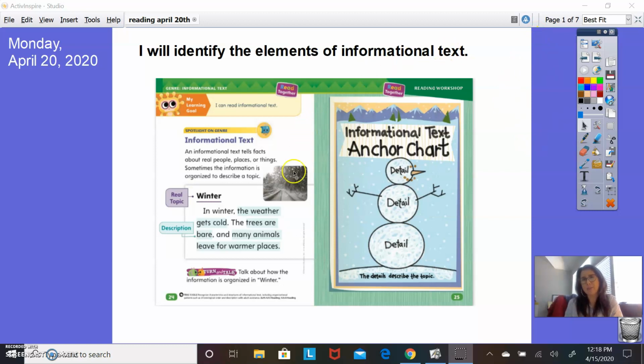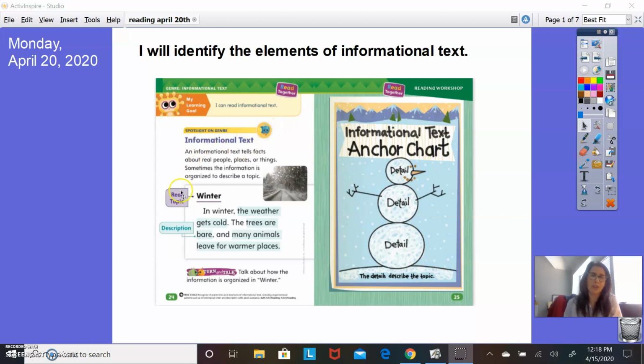Let's look at our informational text anchor chart right here. And it tells us that the details describe the topic. So we have some details that are going to tell more about what the topic is.